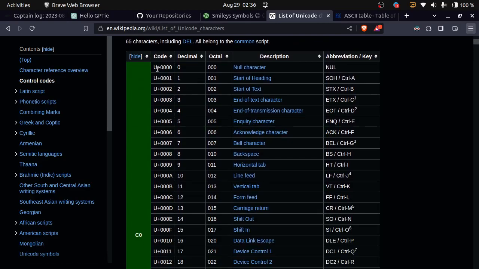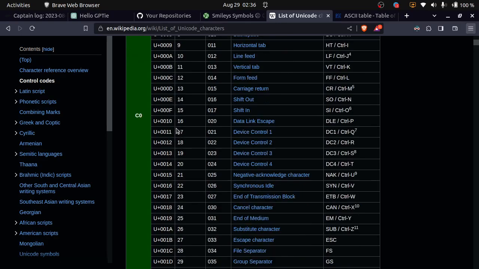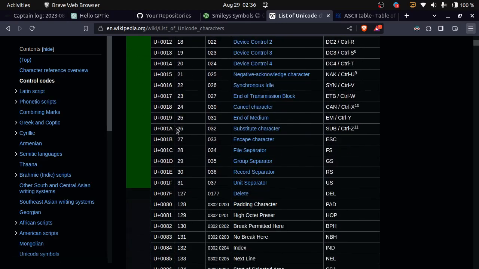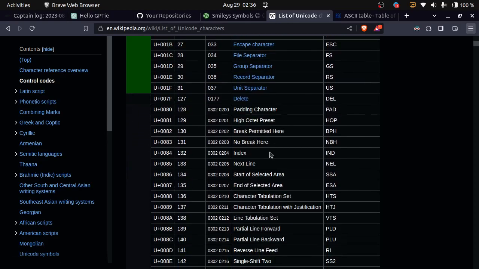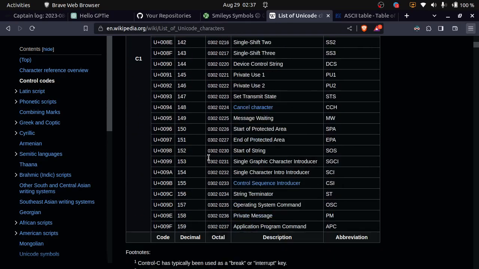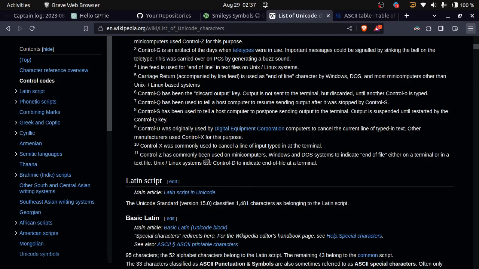So this is the Unicode U plus. This is how it is represented. This is the code point. So U plus 0000, U plus 0001. With this, we can now have more characters. Even emojis have their own codes, their own Unicodes.